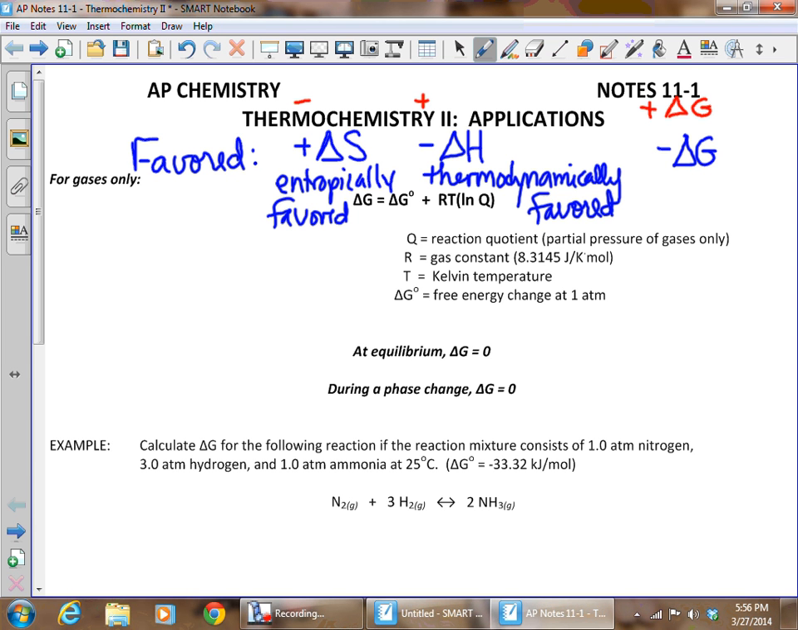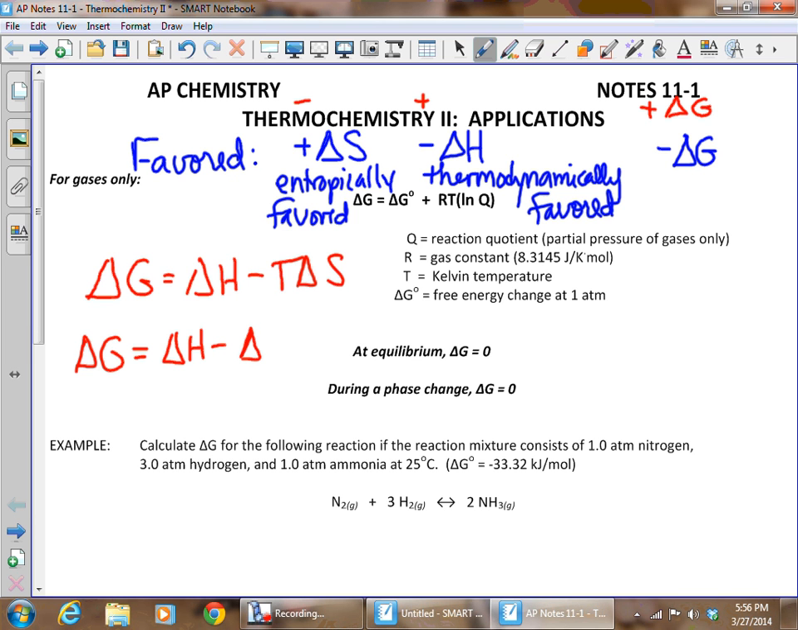We run into a quandary, however, when we have the same sign for both delta S and delta H. If they're both positive or both negative, then we need additional information before we can determine whether that reaction is favored or not. We can use the equation delta G equals delta H minus T delta S. Remember, we often write it in class as delta G equals delta H minus delta S T, just because it looks like ghost, and we like to call it the ghost equation.